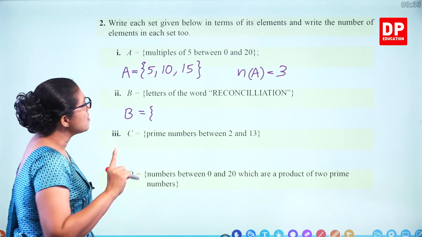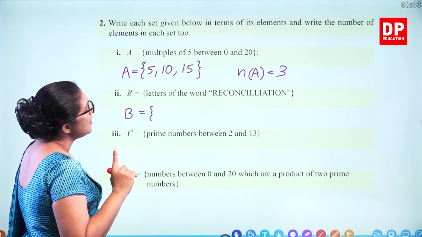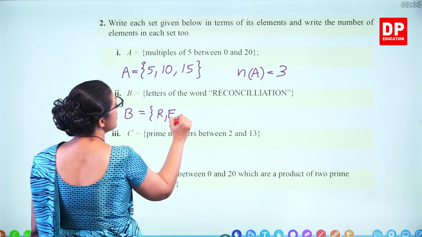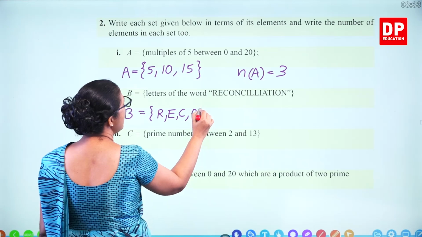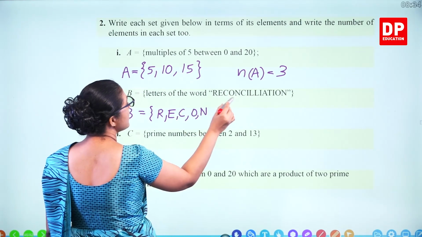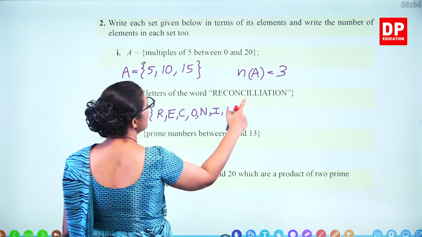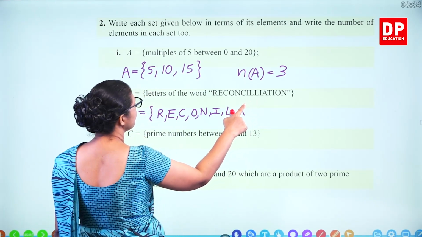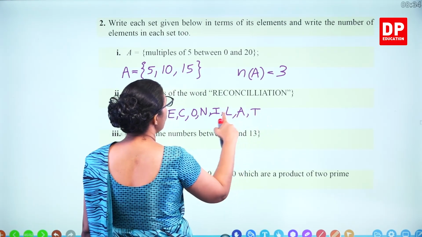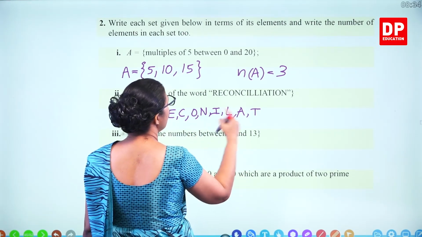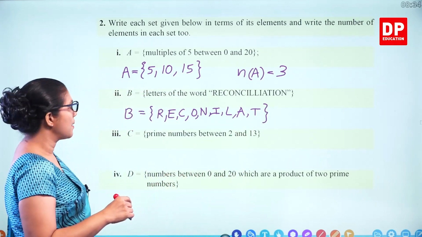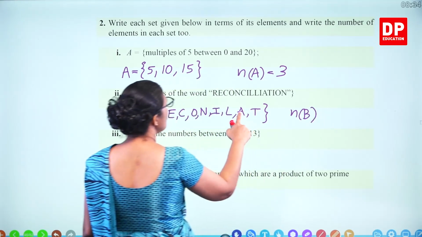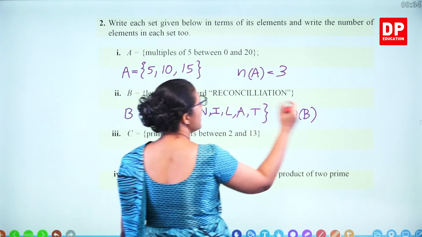B. Letters of the word reconciliation. So we'll write down R, E, C, O, N. C we can't write again. I, L, L, I, A, T, I we did, O, N. So you can't repeat the same element. So how many elements are there in B? 1, 2, 3, 4, 5, 6, 7, 8, 9. That's 9.